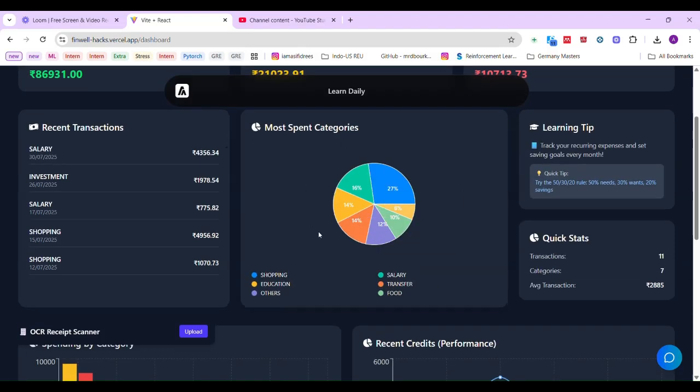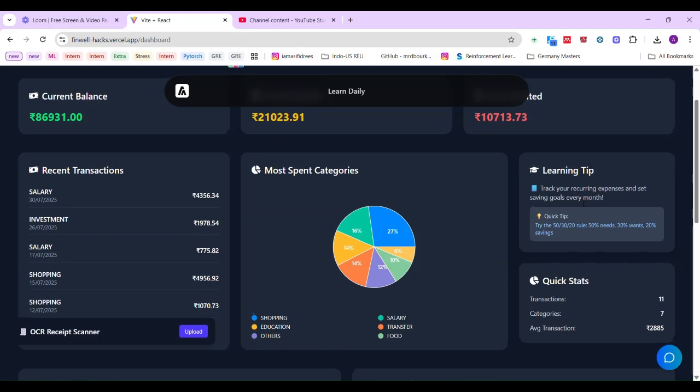This is another thing we have done to easily visualize the data, that is our bank balance, where it is being spent, whether on shopping, education or others. It helps the user identify where they're spending the most money and where they can cut back. This is a learning tip for users. It changes every day. For example, it can be try the 50-30 rule, or it can be something else every day.